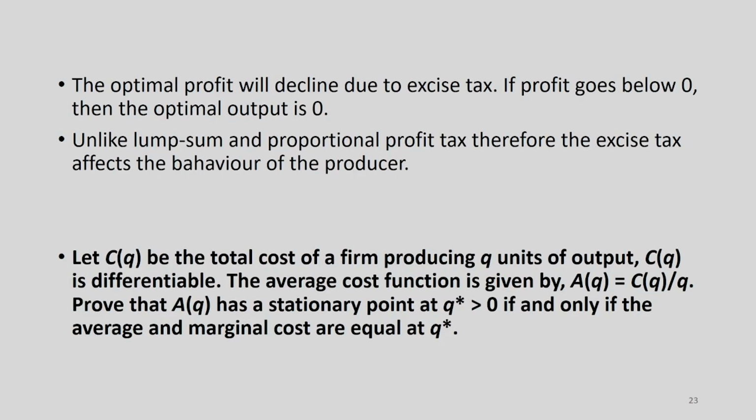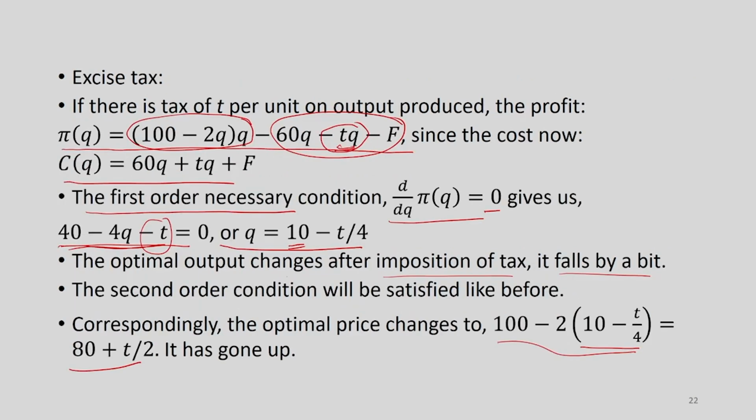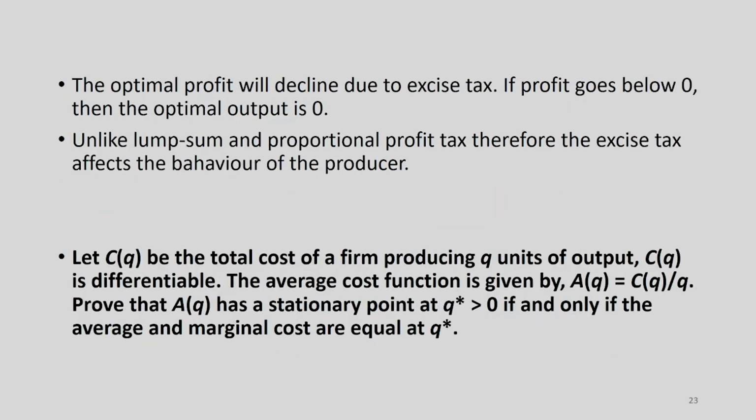The optimal profit will decline due to the excise tax, and as we know, if the profit goes below 0, then the optimal output is 0. Optimal profit will decline because of the tax, because the quantity being produced is less and the price charged is more. So, obviously, the profit will decline.